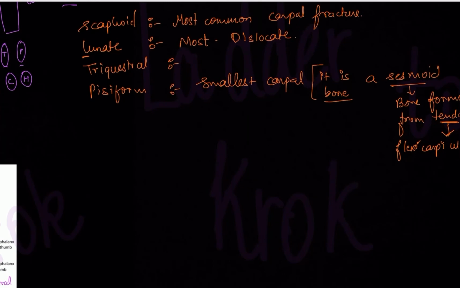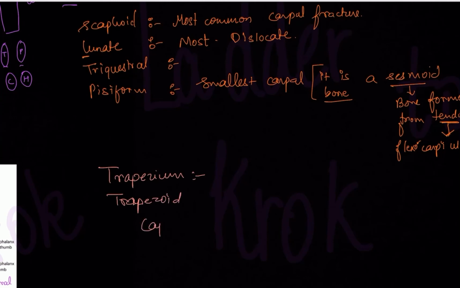Now let's look at the distal bones. Now we are done with the proximal carpals. Now let's look at the distal ones. So this is the distal row. The first one is trapezium, given the name because it looks the same. Okay, trapezoid.